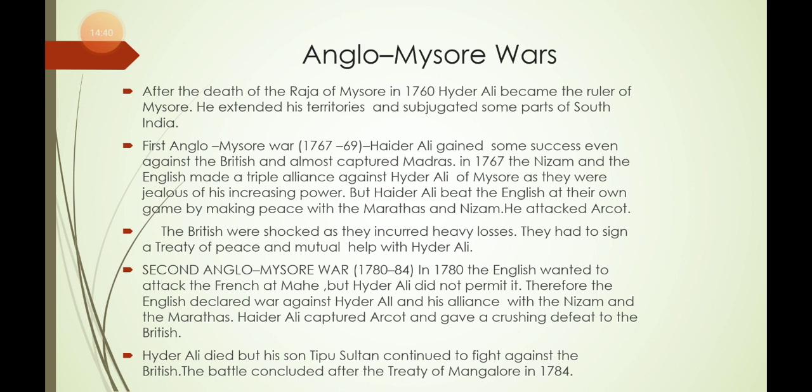At this time, Warren Hastings, the Governor General in 1772, faced stiff resistance from the Marathas in the north and Hyder Ali in Mysore.